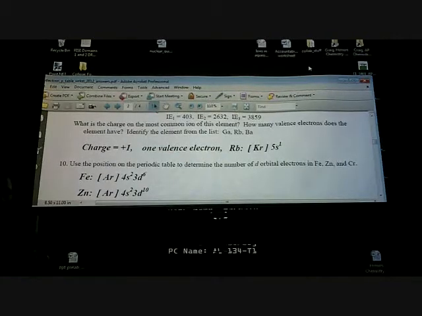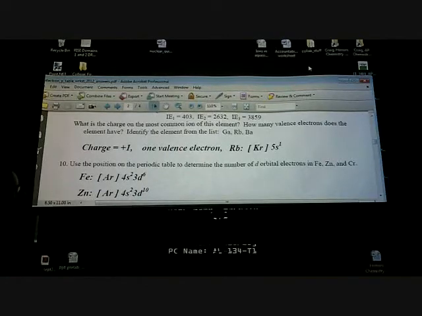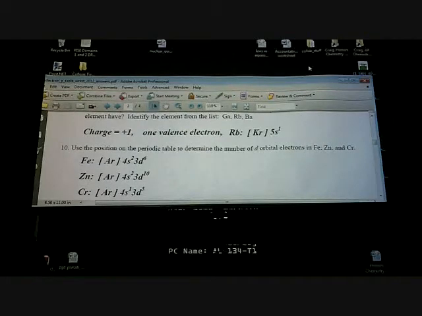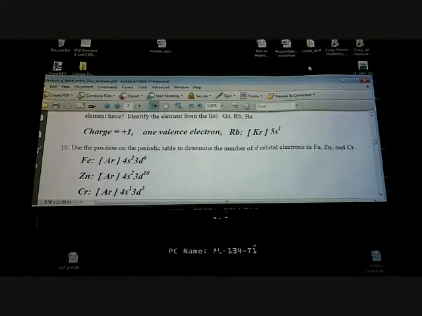Zinc is full. The s and the d are full, so you don't want to try to move anybody. We never move electrons ahead to the p's. So zinc has 10. Chromium. What do we do with chromium? You have to change it, and it would be half filled. Good. So since special stabilities are in play here, the correct answer would be that chromium would have 5 d orbital electrons.